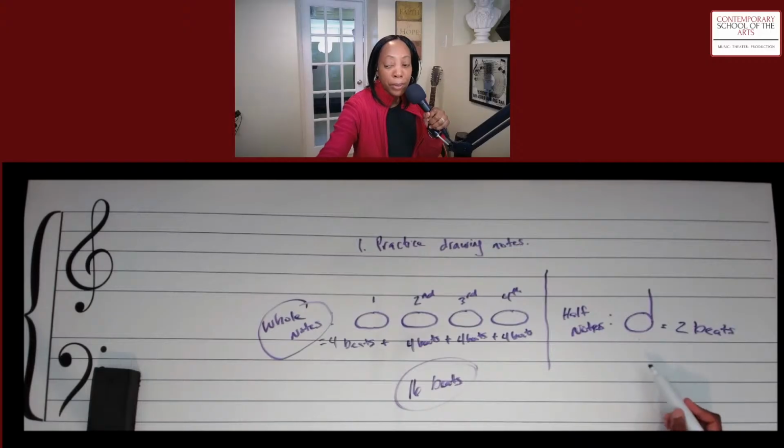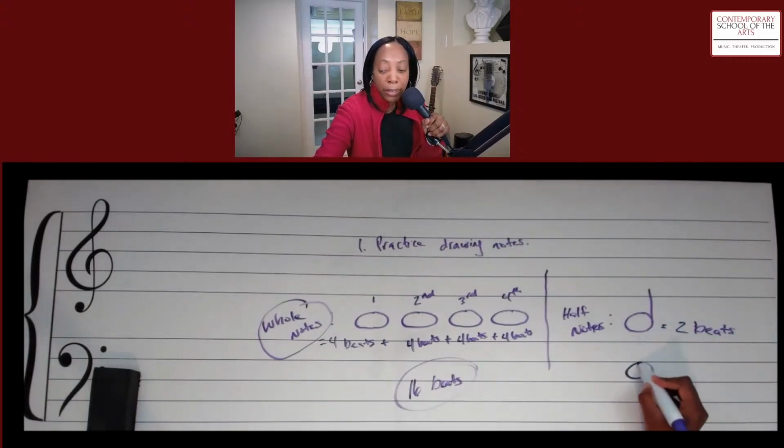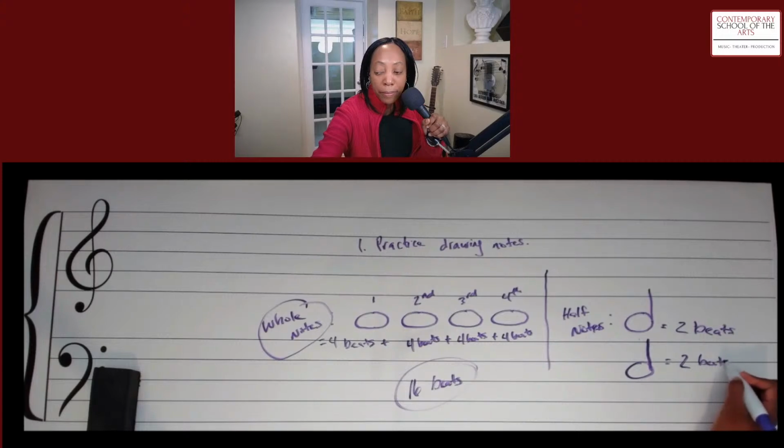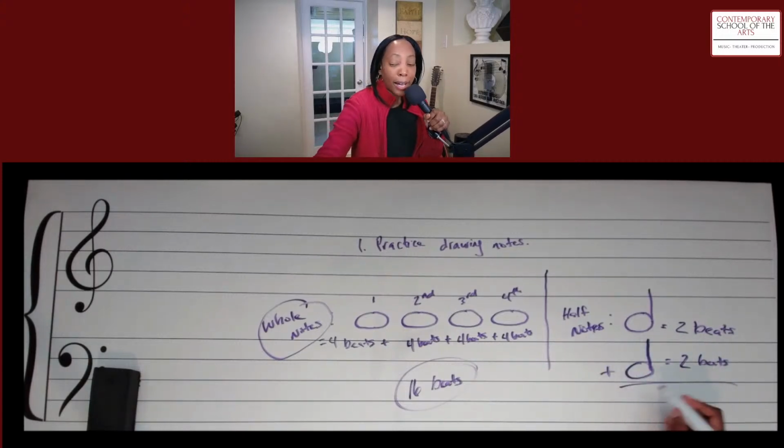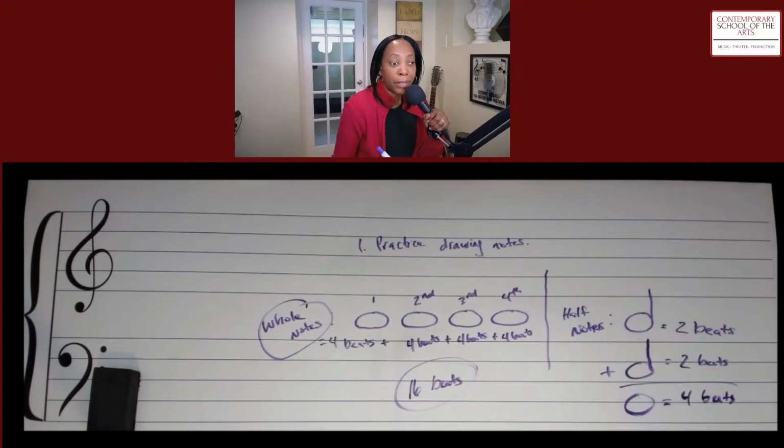If I drew another half note down here, here's my note head with my stem, this is 2 beats again. When I add it all up, I get 4 beats, and that's a whole note. Look at the math. Did you see that? Or can you see that?